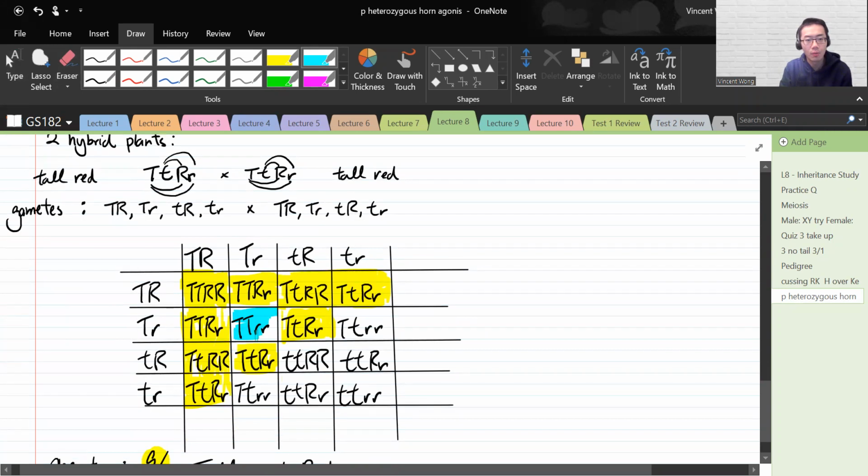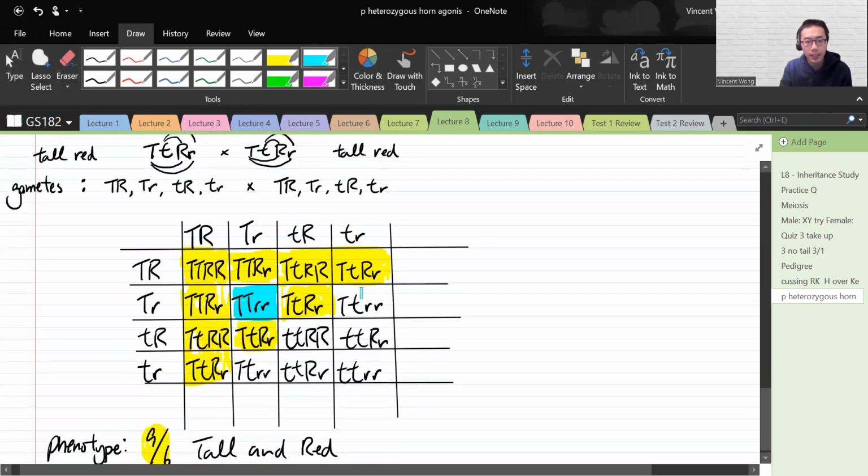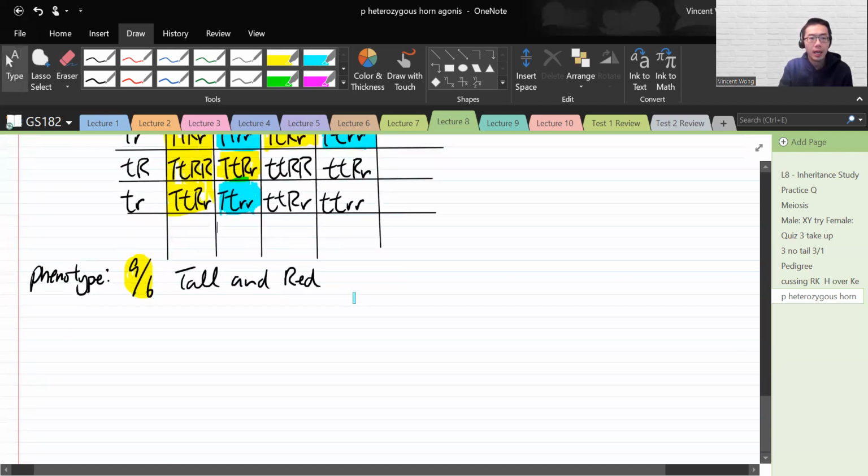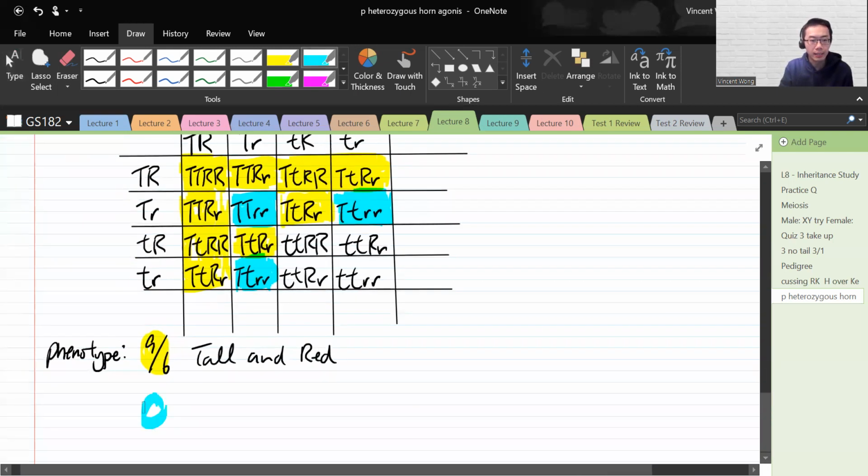Oh, it's tall and white. Yeah, that's right. It's tall and white, right? So do we have another tall and white here? Right. So here, yeah, that's another tall and white, right? And then we have another tall and white here, and that's it. Okay, so we have three plants out of the 16 that are tall and white.